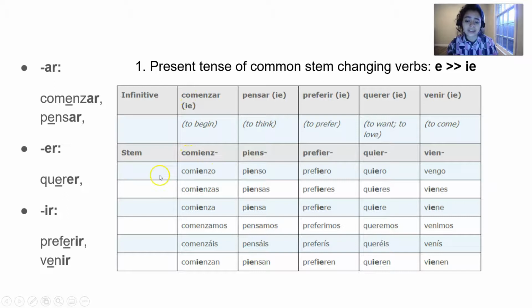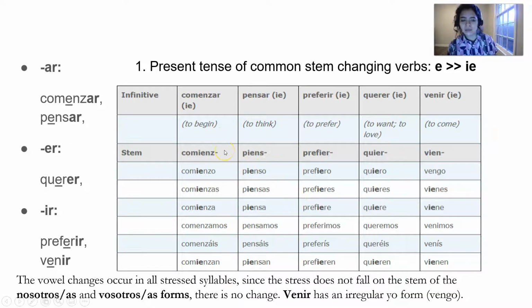Comienz-. So here in the yo form, yo comienzo, tú form, tú comienzas, usted, él, ella form, comienza. Nosotros, nosotras comenzamos, vosotros, vosotras comenzáis, ustedes, ellos y ellas comienzan. Right? And all of this undergoes this stem change. As you might already notice, the nosotros and nosotras form and the vosotros and vosotras form don't undergo any change. It's the same E from the infinitive.